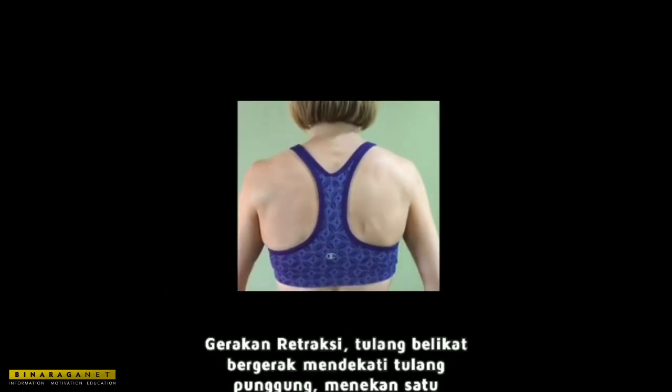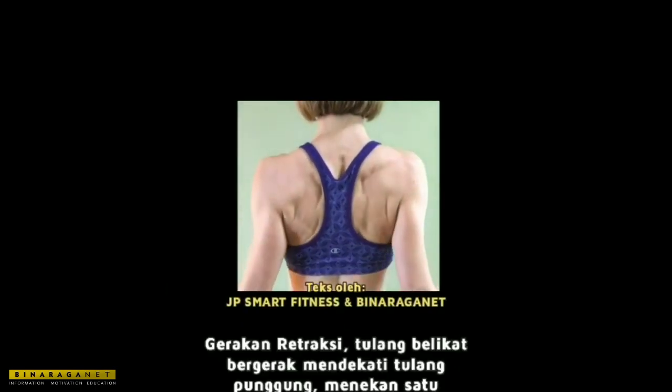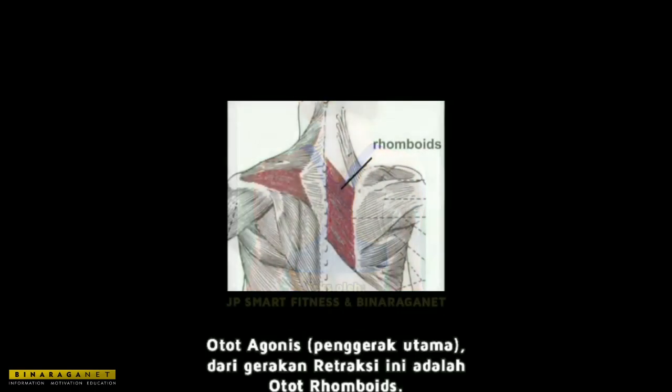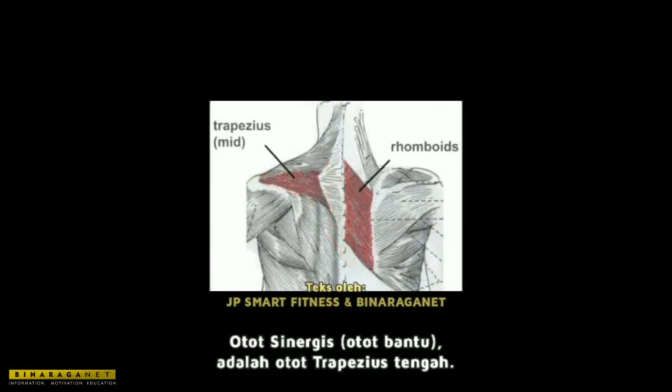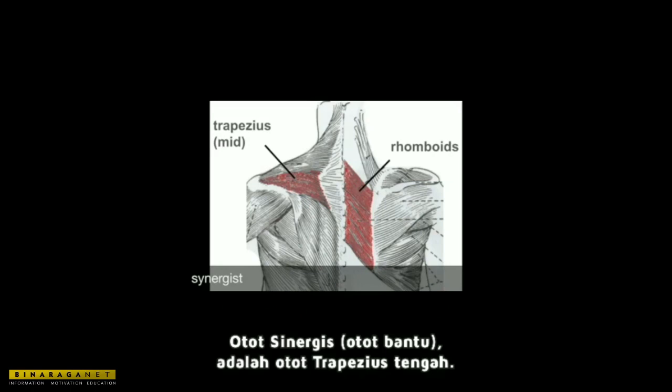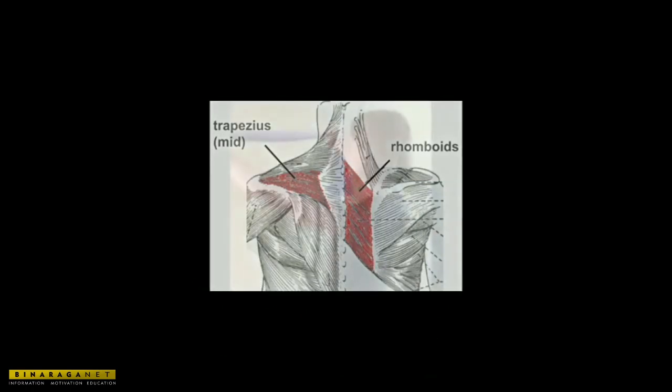The scapulae move in toward the spine, squeezing together. The agonist or prime mover of scapular retraction is the rhomboids. Synergist or assisting muscle is again the trapezius, but this time the middle fibers.